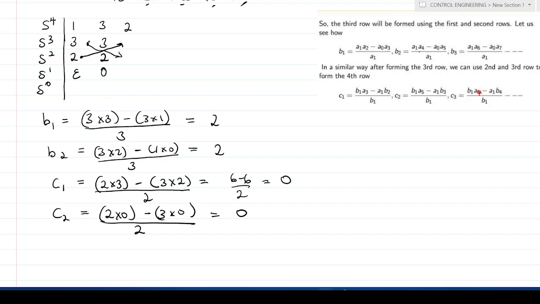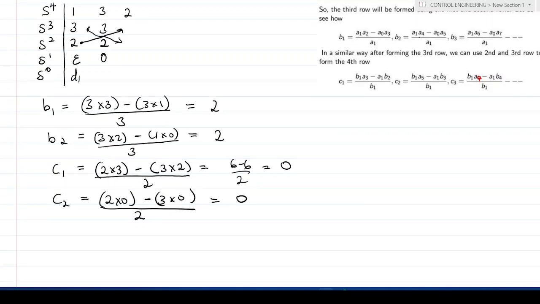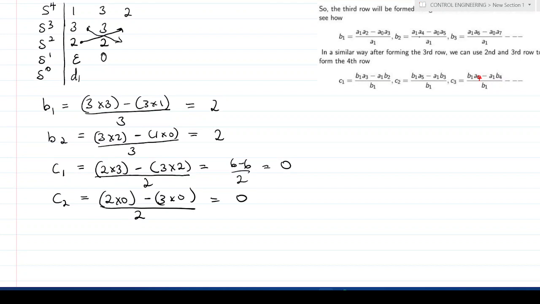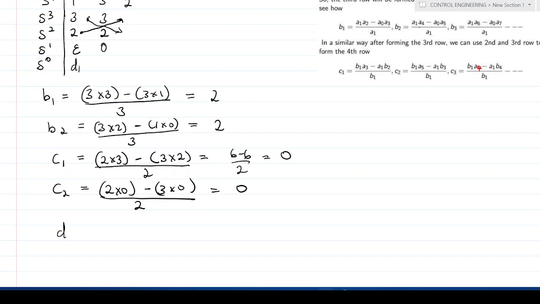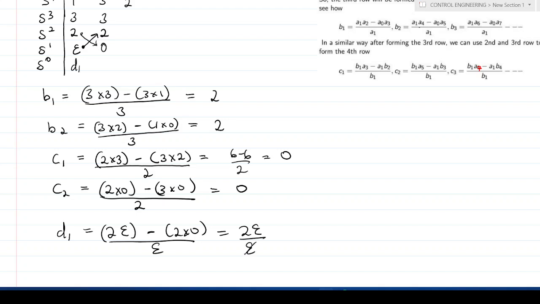So now let's find D1. We are finding D1 because C1 was 0, so you need to go to the next line. Now to find D1, we're going to use the same pattern we've been using. We're going to have 2 times epsilon minus 2 times 0, over epsilon. It's going to come out as 2 epsilon over epsilon, which cancels out, giving us 2.